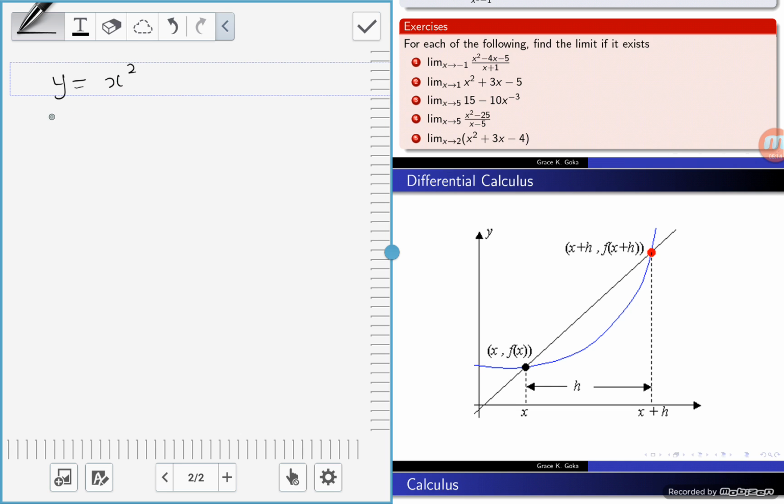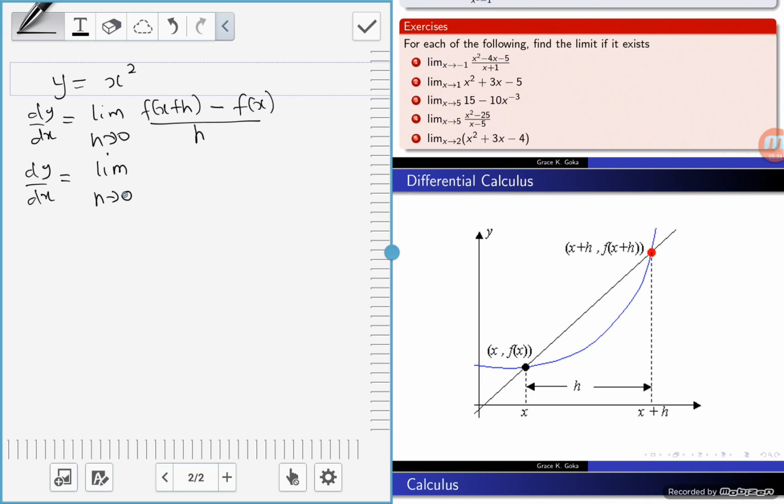Okay, now let's code the formula. dy/dx is equal to the limit as h approaches 0, f of x plus h minus f of x, all over h. Now I have y is equal to x squared. So in relation to f of x plus h, I have (x plus h) all squared minus, what is my f of x? So y is equal to f of x. What is my f of x? x squared, all over h.